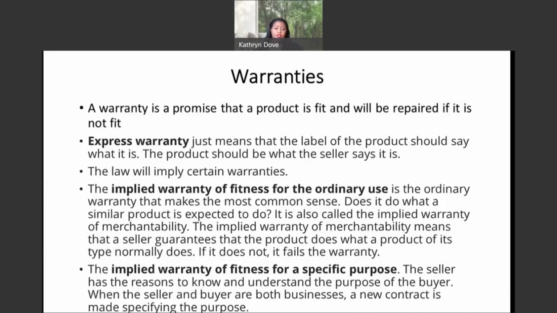A different type of warranty is the implied warranty of fitness for a specific purpose. If the seller has reason to know and understand the purpose that the buyer is buying the product for, when the seller and buyer are both businesses and there's a contract that specifies the purpose. So again, if the seller knows what the buyer needs the product for, then there's an implied warranty that it will be fit for that specific purpose. And if it doesn't work, the buyer can sue for breach of implied warranty of fitness for a specific purpose.